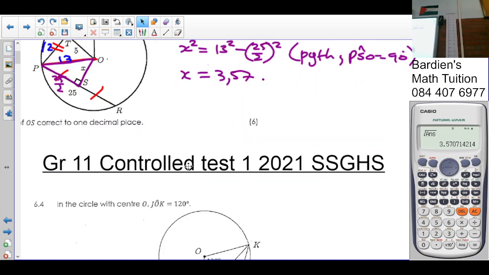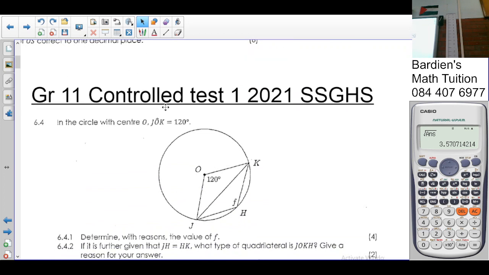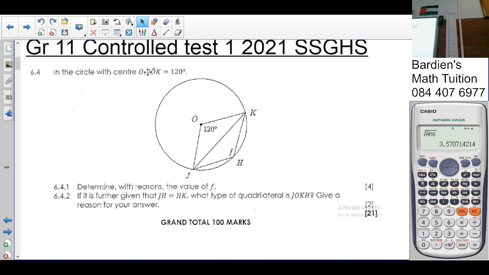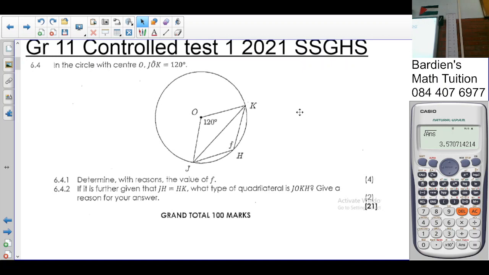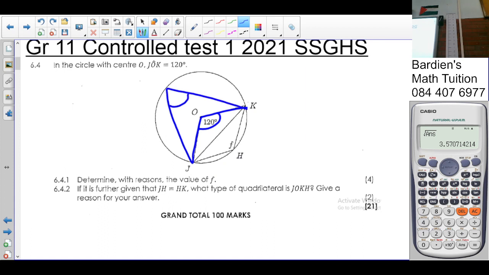Then the next question is 6.4. We are told the circle with center O, angle JOK is 120. Determine with reason the value of F. So you see the angle at center is twice the angle at circumference. Needs to be something on the same side. So the question came in yesterday, why is that F not 60? Okay, but it can't be. Because as you see, this angle here is 60. So we need to know the size of this reflex O angle.